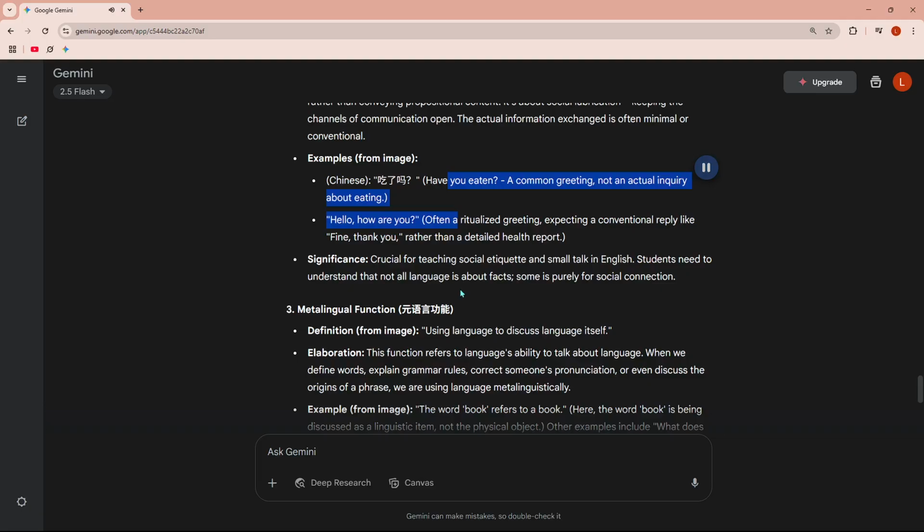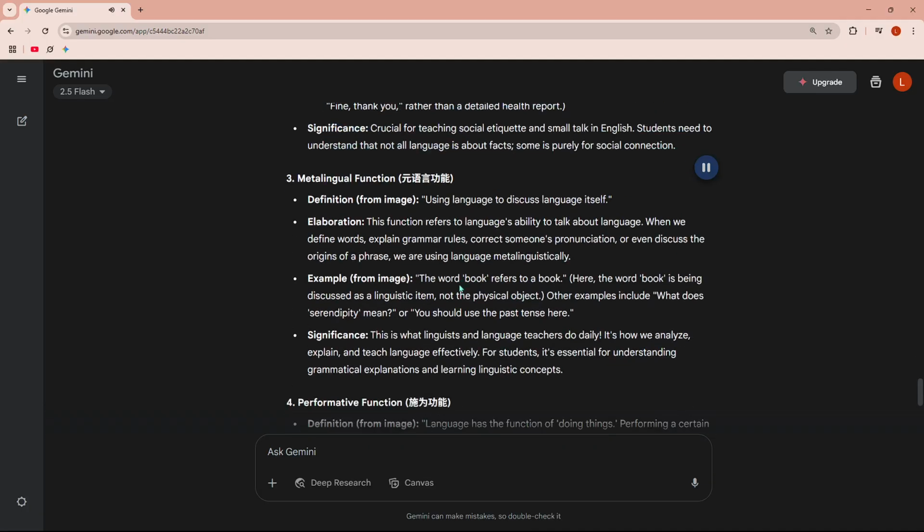Definition: from image, using language to discuss language itself. Elaboration: this function refers to language's ability to talk about language. When we define words, explain grammar rules, correct someone's pronunciation, or even discuss the origins of a phrase, we are using language metalinguistically. Example: from image, the word book refers to a book. Here, the word book is being discussed as a linguistic item, not the physical object. Other examples include, what does serendipity mean, or you should use the past tense here.